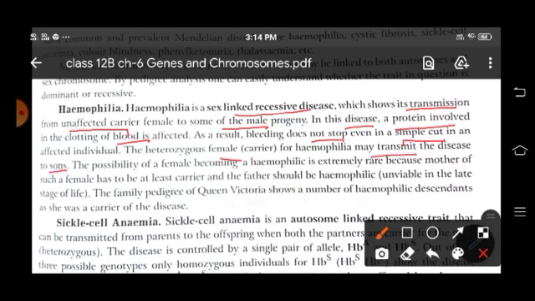The possibility of a female becoming hemophilic is extremely rare because the mother of such a female has to be at least a carrier and the father should be hemophilic.